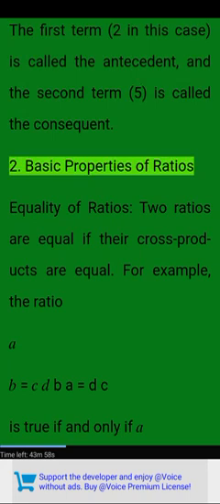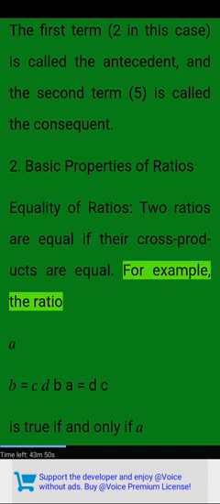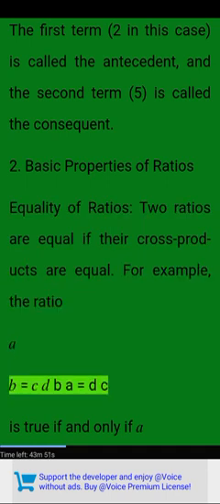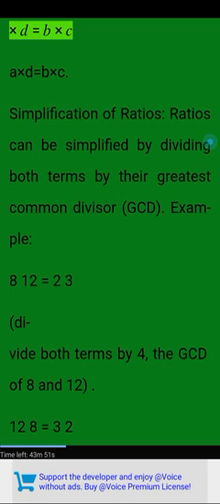2. Basic properties of ratios. Equality of ratios. Two ratios are equal if their cross products are equal. For example, the ratio a/b equals c/d is true if and only if a times d equals b times c.